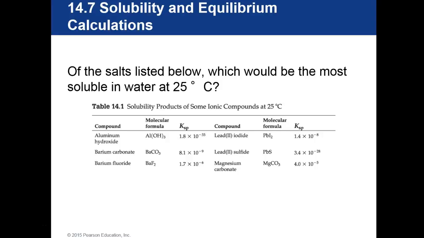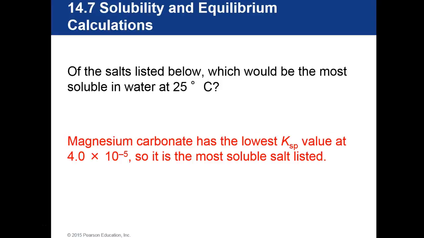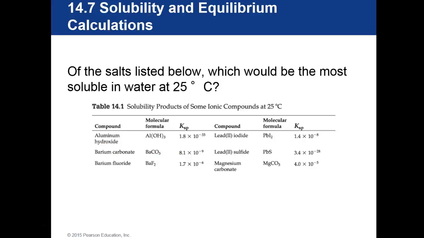Okay, so looking at all these, the answer is magnesium carbonate. It's got the lowest KSP value of 4.0 times 10 to the 5th. So that means it's the most soluble. So going back to this list, you can see here that makes it the most soluble.